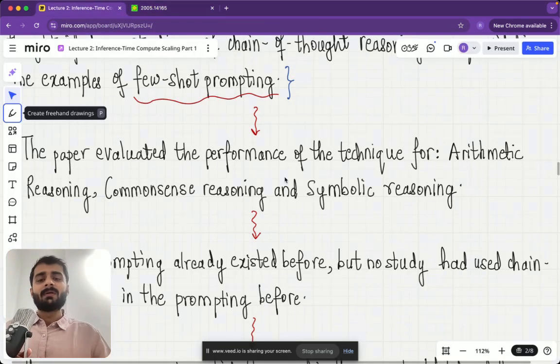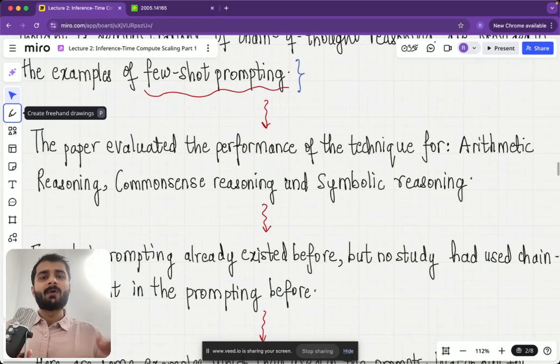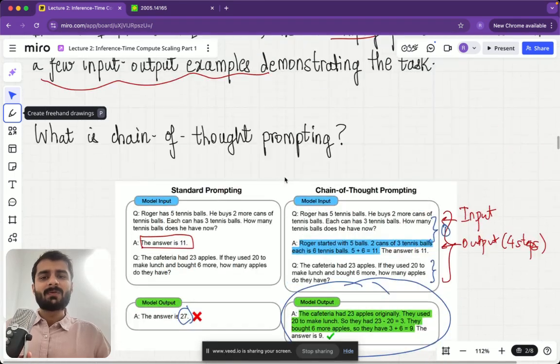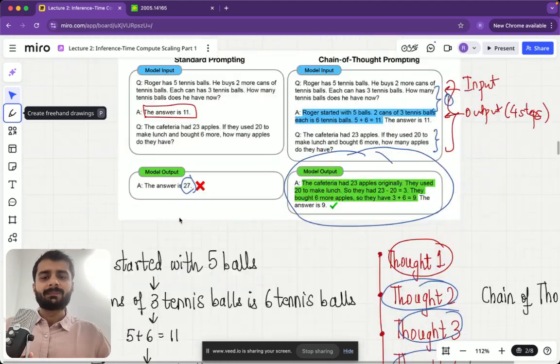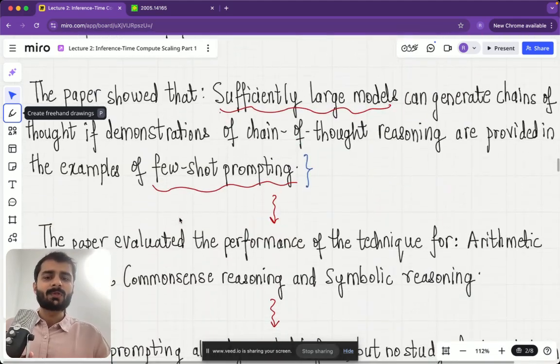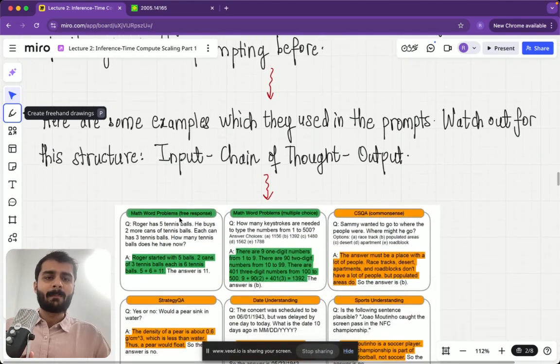However, they did not talk about chain of thought, which means that all the examples which they included in the input output examples looked like this: question and directly the answer. It did not include the chain of thought which leads to the answer. That was the main contribution of the chain of thought reasoning paper.